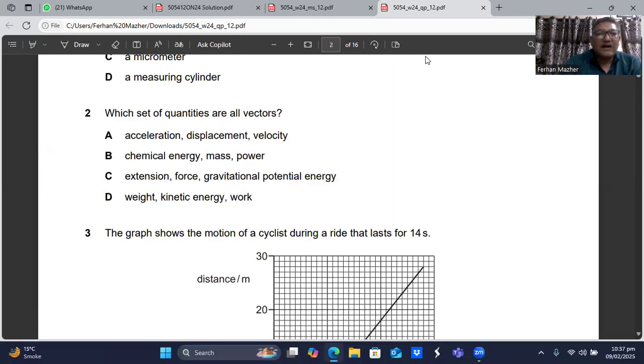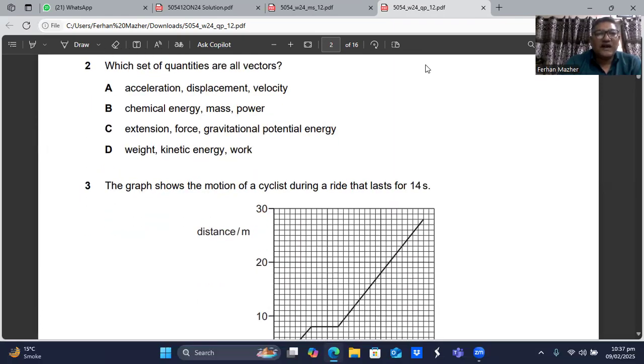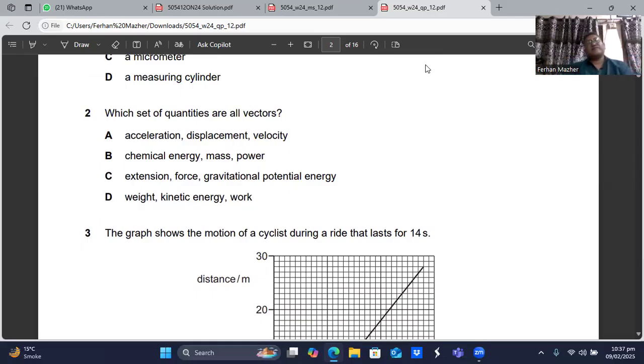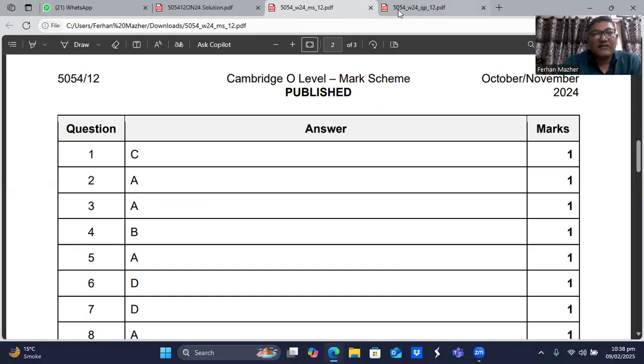Then we have: which set of quantities are all vectors? Option A is acceleration, which is a vector quantity. Displacement is a vector quantity. Velocity is a vector quantity. So it looks like A is the right answer. Let's check. A is the right answer, sir.